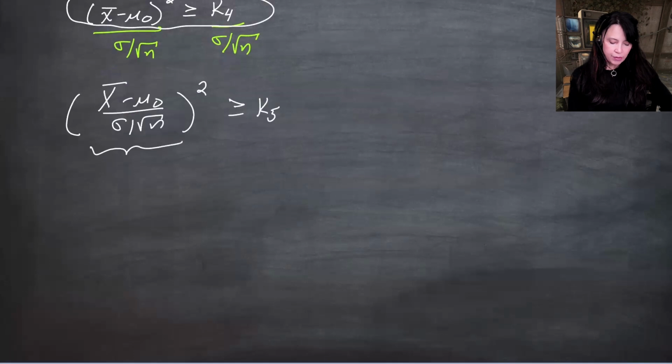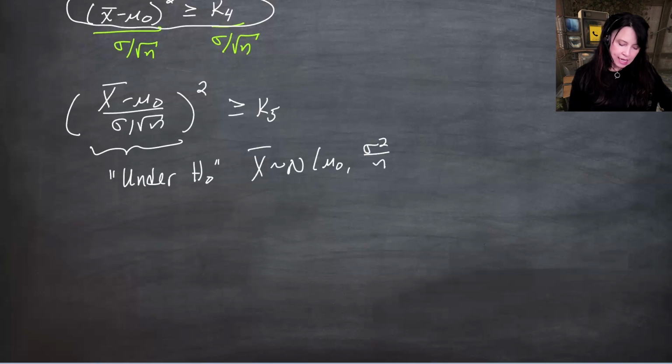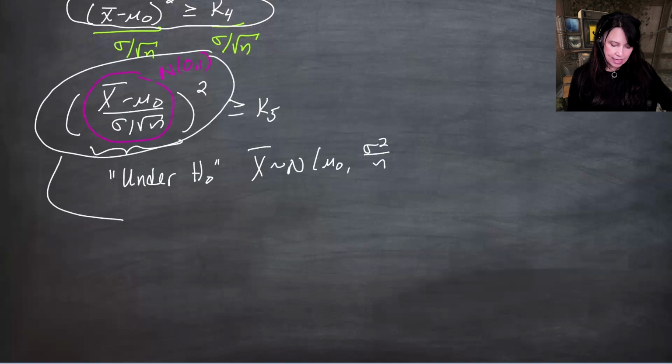Okay, so I'm not writing out all the probability statements, but under the null hypothesis, that is under the assumption that it's true, the x bar is normal with mean mu naught and variance sigma squared over n. So that means that this thing inside is normal 0, 1. And when you square a normal 0, 1, you get a chi-squared. So this entire thing has a chi-squared 1 distribution under the null hypothesis, i.e. when the null hypothesis is true.